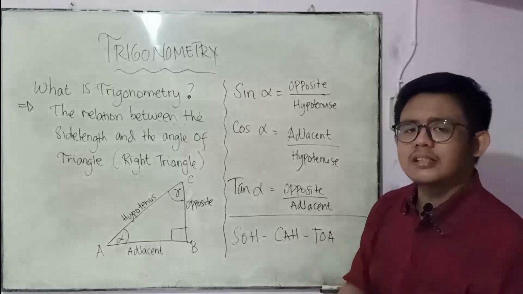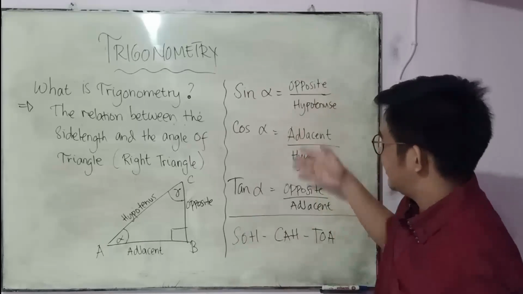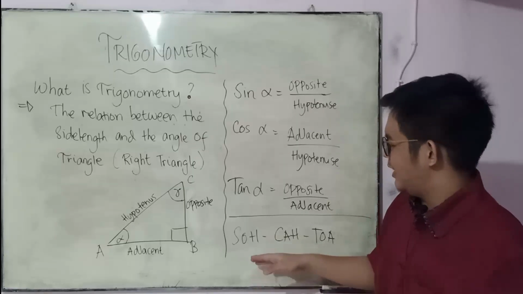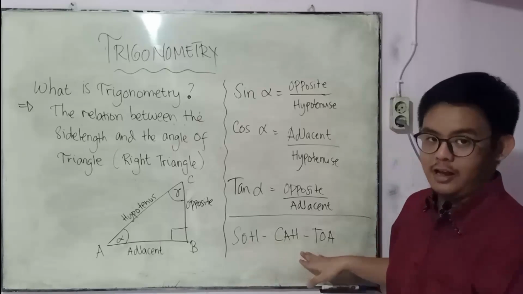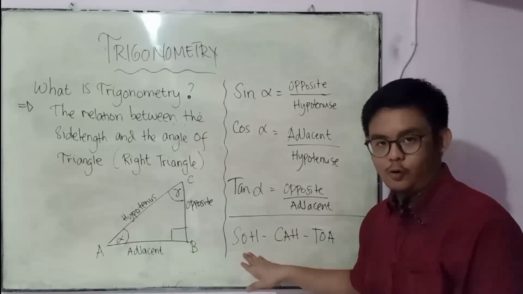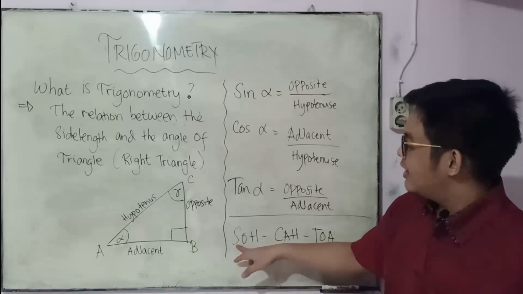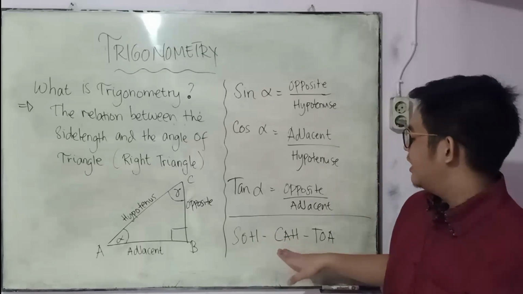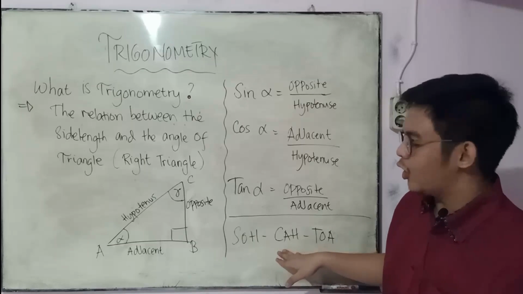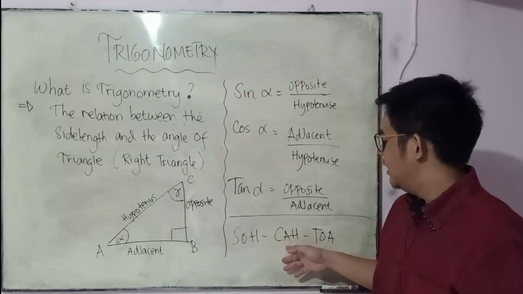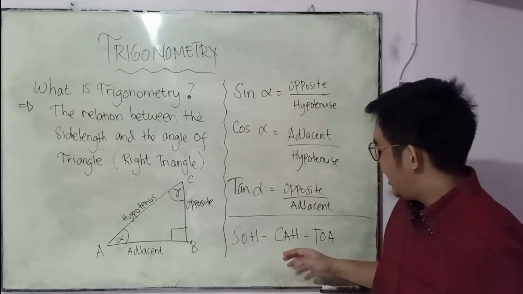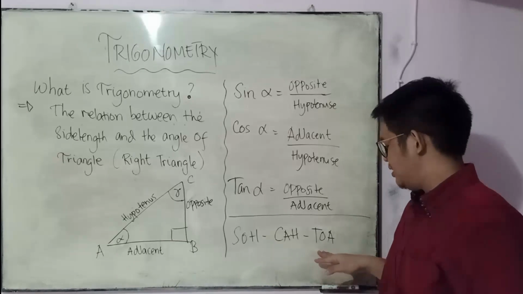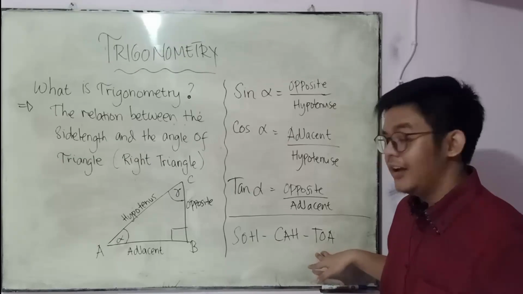To make it easier to remember, in English we have an abbreviation for this. We call it SOHCAHTOA. So the SOH stands for sine equals opposite over hypotenuse, and CAH stands for cos alpha equals the adjacent over the hypotenuse. And then the last one is TOA. It stands for tangent equals the opposite over the adjacent.